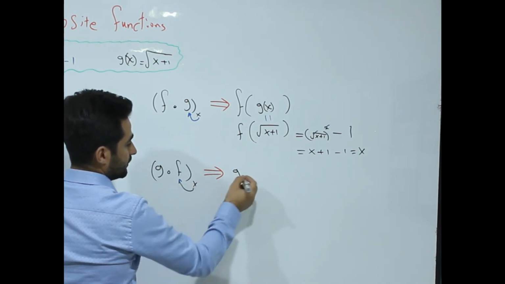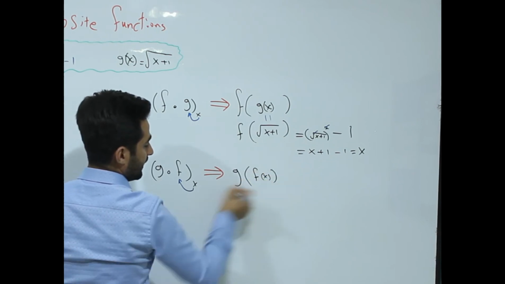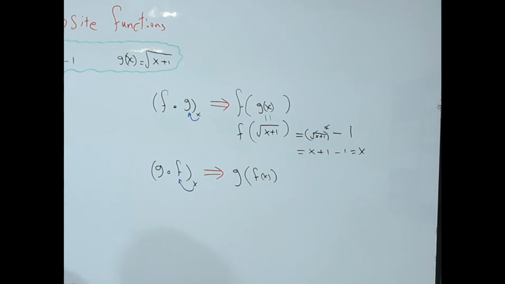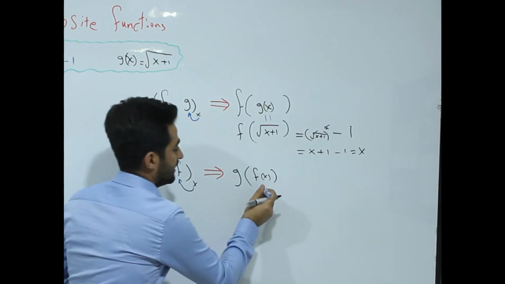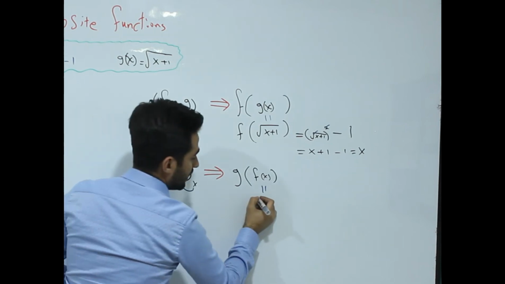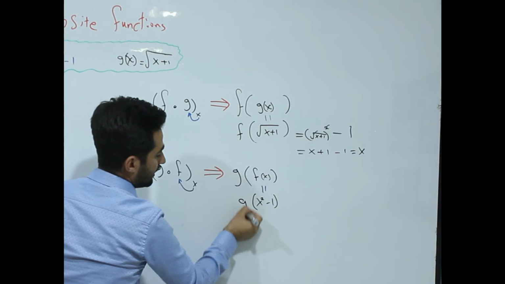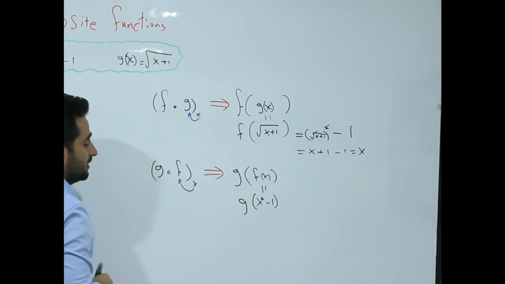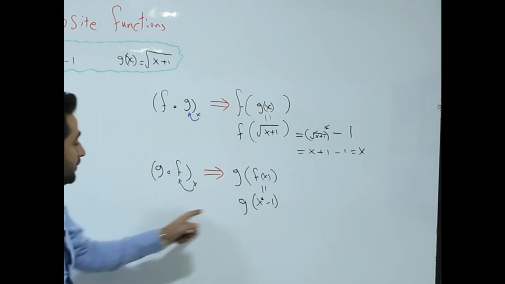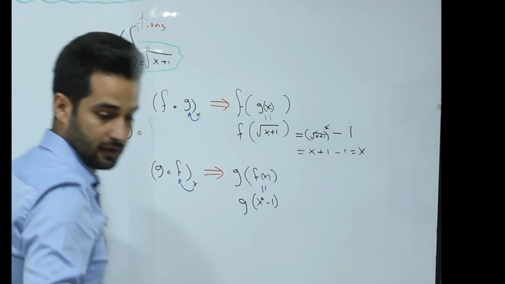G of f of x. Now, what's f of x? Instead of f of x, which is equal to x squared minus 1, write x squared minus 1. And write this g again. This is g of this bracket. And think about g of x being equal to this, guys.